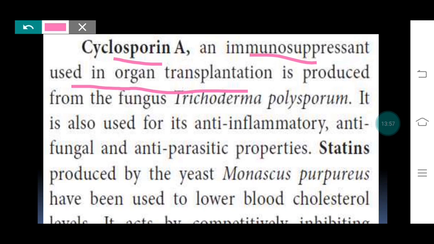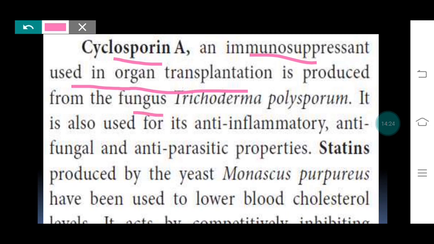So in that case, we give some drugs for suppressing the antibody production in our body. So if antibody production is lowered, the organ which you donate can be accepted by the recipient. Okay, so now here we use cyclosporin A for organ transplantation, and this cyclosporin A is obtained from the fungus called Trichoderma polysporum.